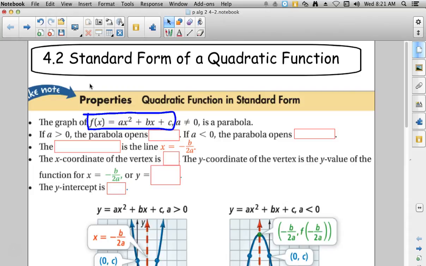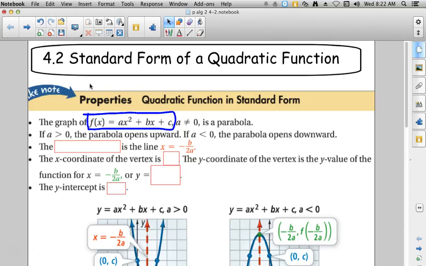If a is greater than 0, we already know, it's going to open up. That's not a shocker. We talked about that with our vertex form. If a is less than 0, we're talking about a negative number, and it's going to open downward. So positive versus negative, we already know about that. But our vertex is not going to be found by h, k because this isn't in that form. You don't see an h or a k anywhere in standard form.